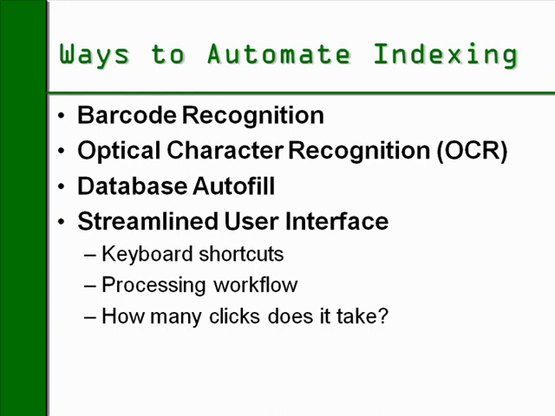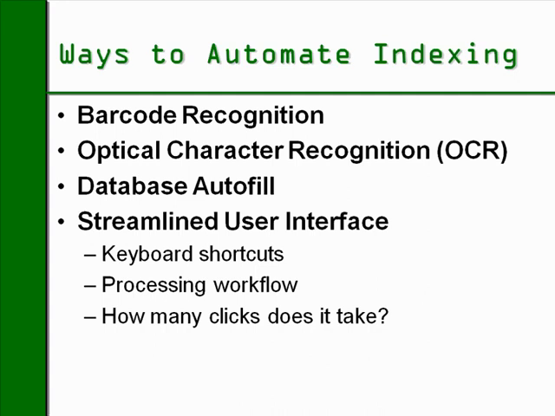So since indexing is so labor intensive, SimpleIndex is designed to automate that process as much as possible. And there's several different ways to automate the indexing process. The first is barcode recognition. Barcode recognition is the preferred method for automating indexing. It is very fast to process barcodes. The barcode recognition is very accurate. In general, you get the best results and the largest savings in labor with barcode recognition.